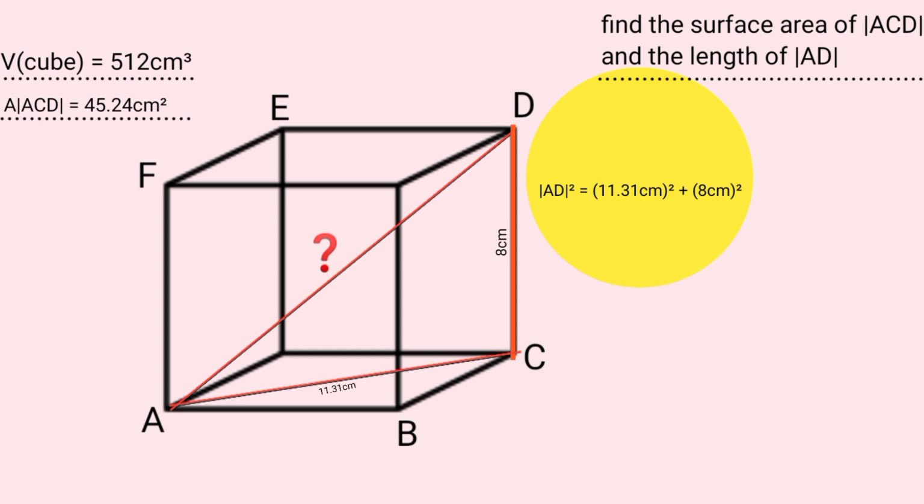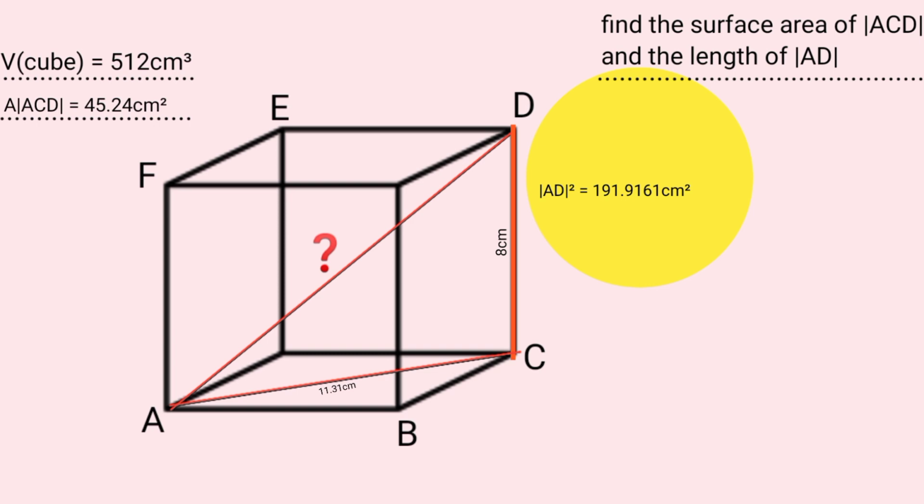11.31 centimeters all squared is 127.9161 centimeters squared, and 8 centimeters all squared is 64 centimeters squared. 127.9161 centimeters squared plus 64 centimeters squared is 191.9161 centimeters squared. So line AD squared equal to 191.9161 centimeters squared.